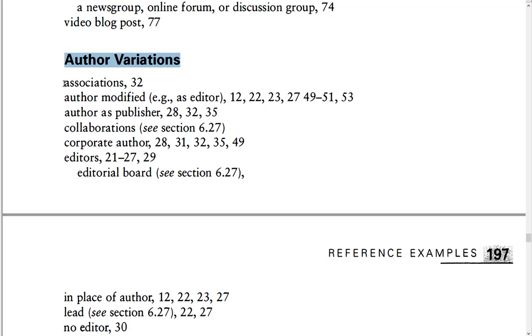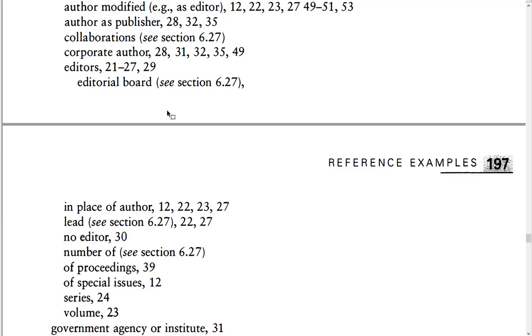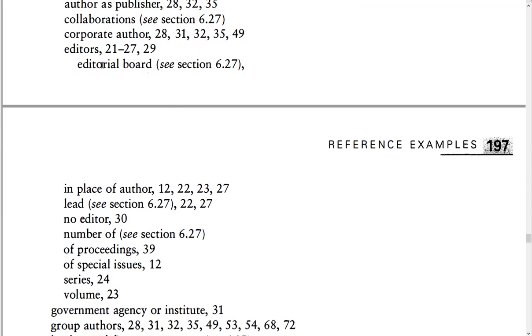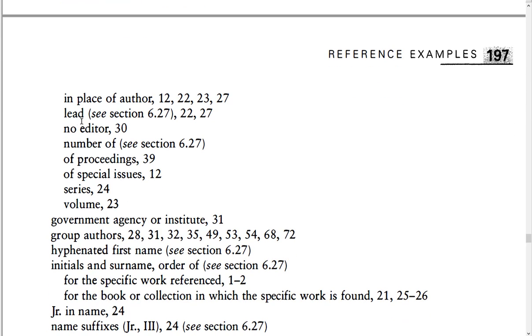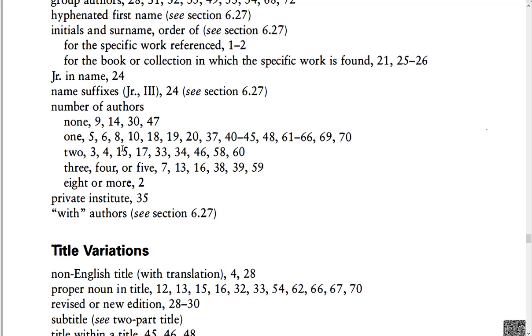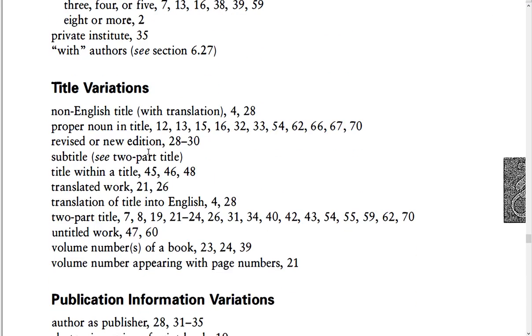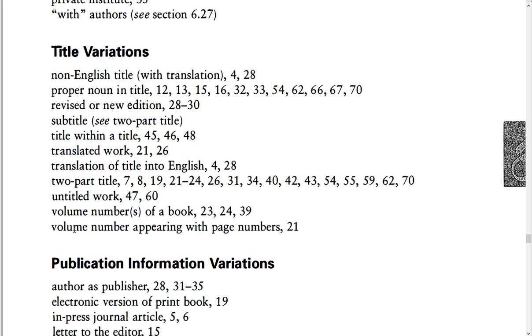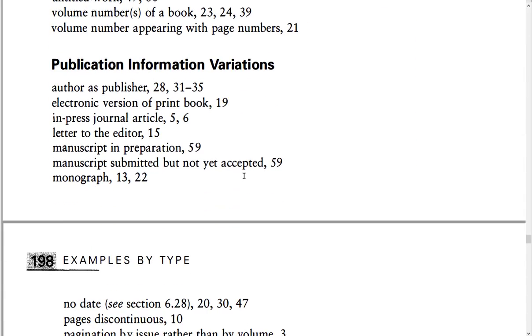And so it may be that you have an association that authored something, or as I keep going, it's editors, or you may have a government agency, and so on and so on. So those are just author variations. Then we get title variations. For example, if it's a work that's not English, how do we cite that? If there's volume numbers, how do we handle those?